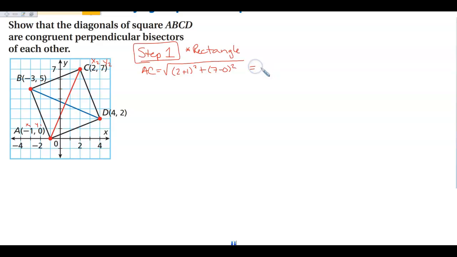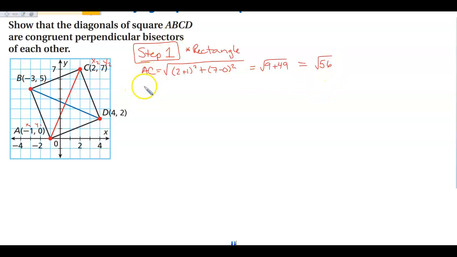All right, this is going to be the square root of 2 plus 1 is 3, 3 squared is 9, 7 minus 0 is 7, 7 squared is 49. So AC is going to be the square root of 56.